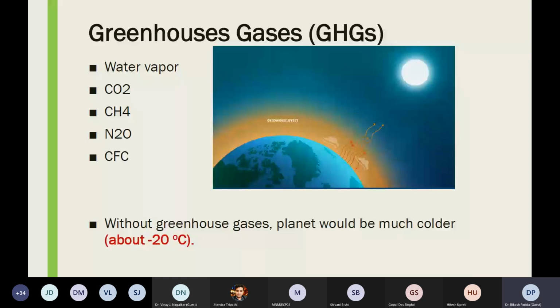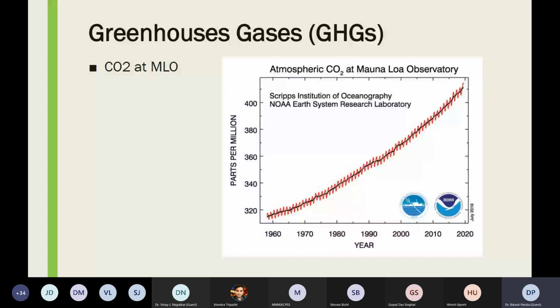And just to show you how CO2 has been increasing in the atmosphere, this is the Mauna Loa Observatory. The data has been collected since 1956, especially by Charles David Keeling. He started this station on the Hawaii Island and began measuring. And if you see those measurements, it is continuously increasing over the years. That is because of all the human activities and industries, basically.